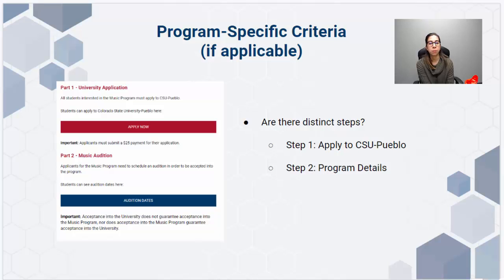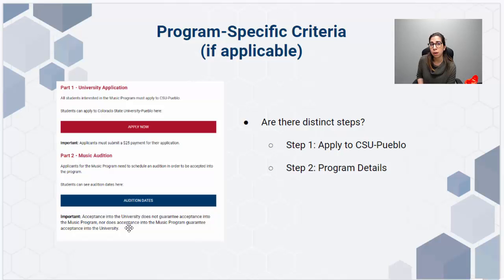An example of this, we have the music website right here, in which students need to not only apply to CSU Pueblo, but they also need to audition. We also saw this with the School of Nursing and Health Sciences, that they had a different admissions process to get admitted into the School of Nursing than just applying to CSU Pueblo. Anytime that there are two parts, we include a statement that says just because you got admitted to CSU Pueblo doesn't mean you get admitted to the program, and vice versa.